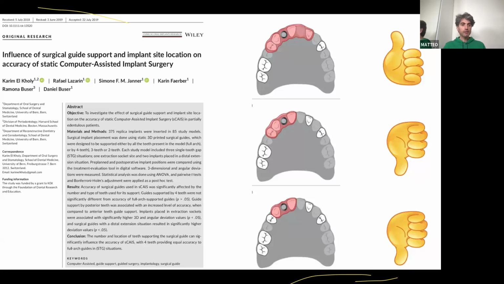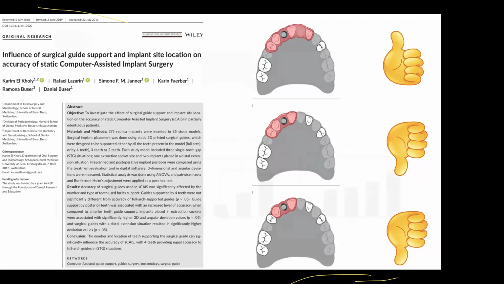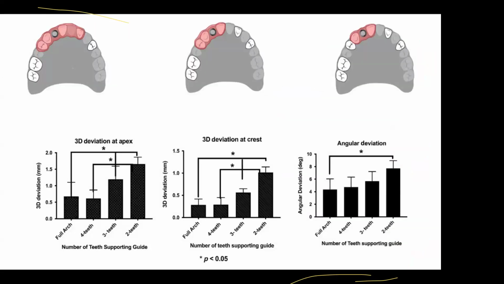So in this paper, they have studied this topic and they have compared the guide supported by 2, 3, 4, or all the arch of the patient. Вот здесь, например, в данной публикации проводилось сравнение, что будет, если мы включим в опору под шаблон 2, 3, 4 зуба или, например, все зубы на челюсти.